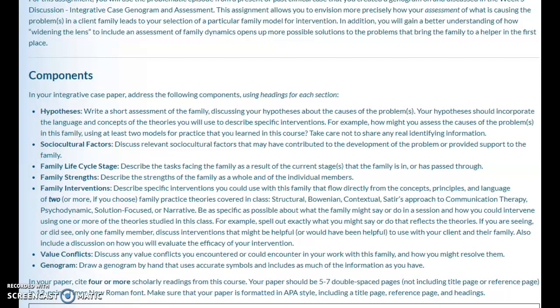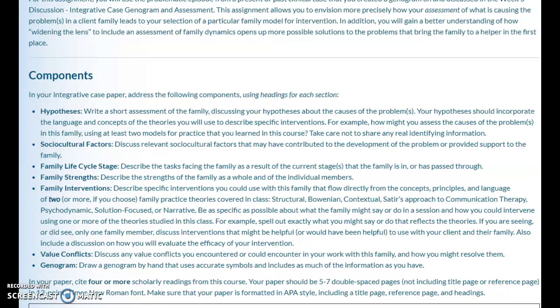So you'll then discuss sociocultural factors as well as the family life cycle. Please review the Carter and McGoldrick article from week 1 regarding the family life cycle stage. That's where you're going to get most of your information for that.